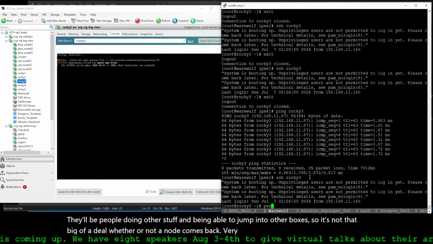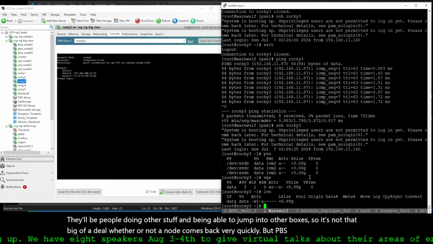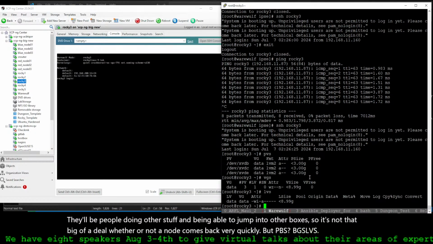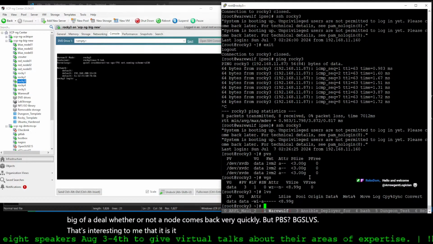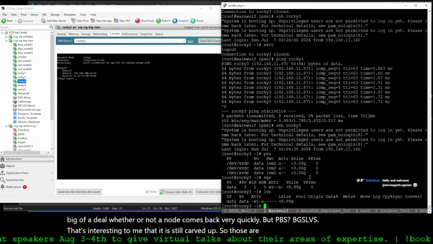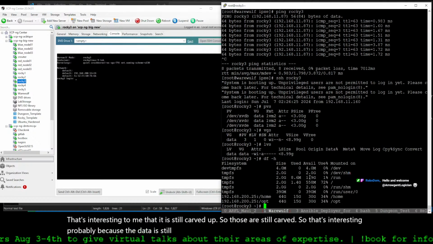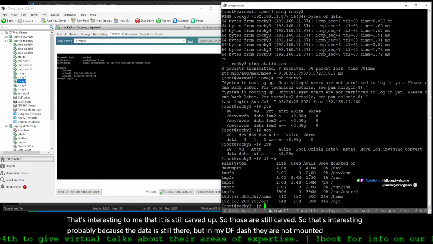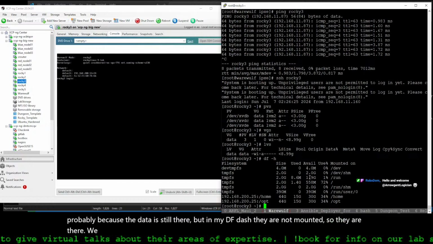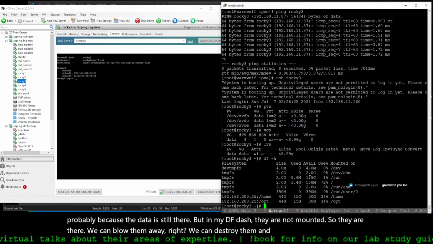But PVS, VGS, LVS, that's interesting to me. That it is still carved up, so those are still carved, probably because the data's still there. But in my df -h they are not mounted, so they are there. We can blow them away, right? We can destroy them and rebuild them back up.